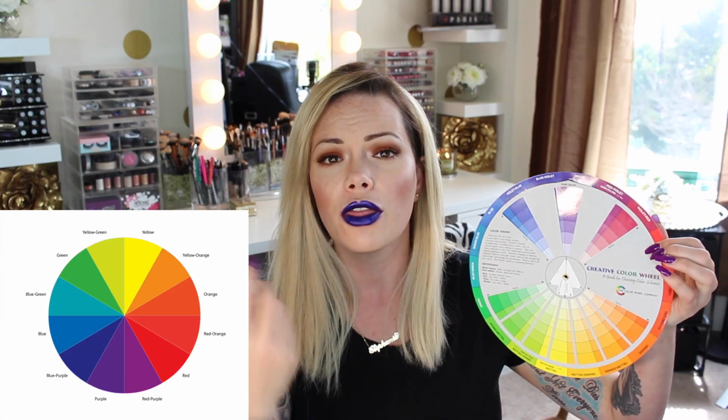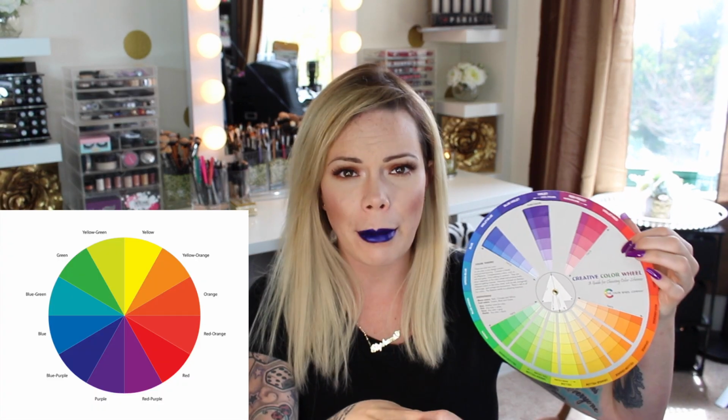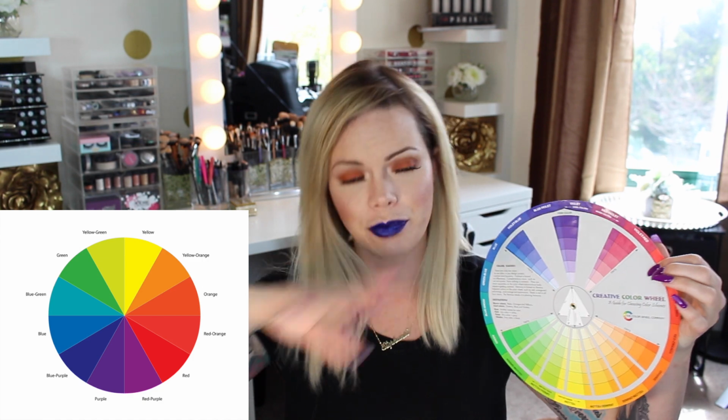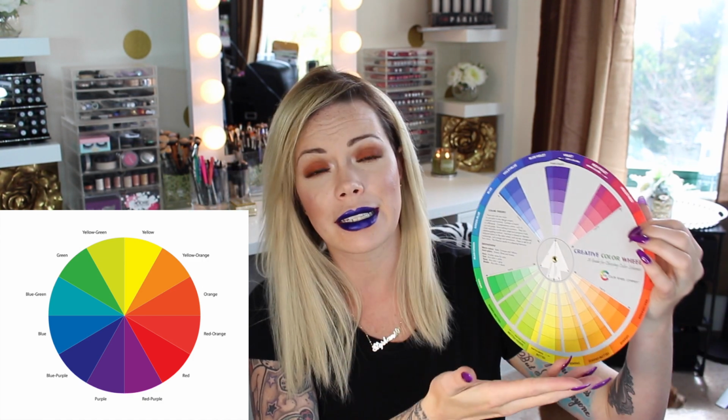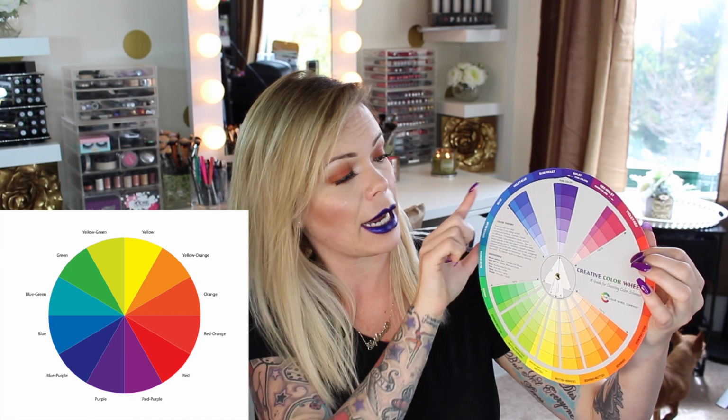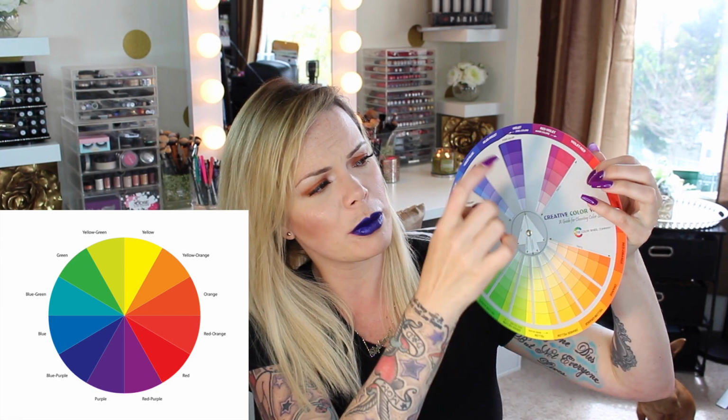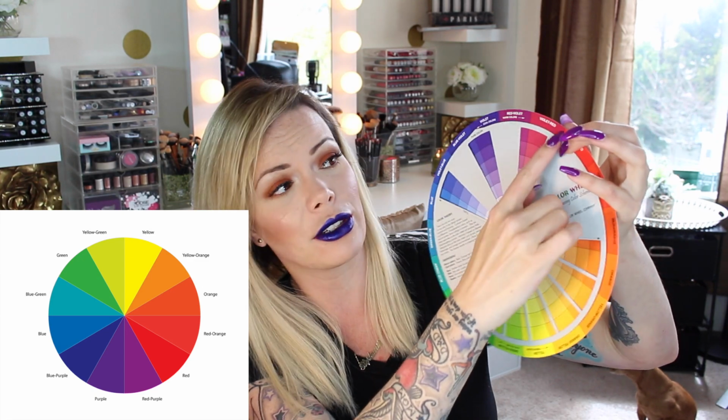Tertiary colors are made by combining a primary color and a secondary color that are adjacent to each other. So the example of how we made violet, we combined blue and red together to make violet. So a tertiary color would be red and violet. So you'd get a red violet or a violet red depending on what your base color was.